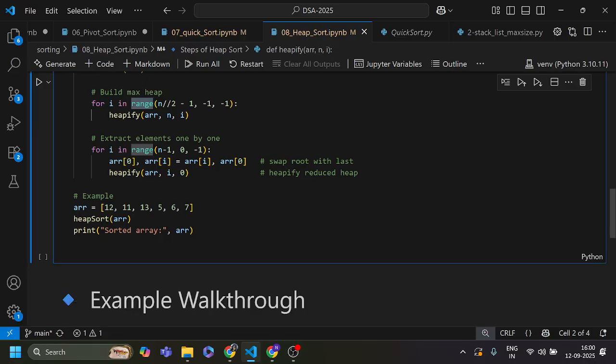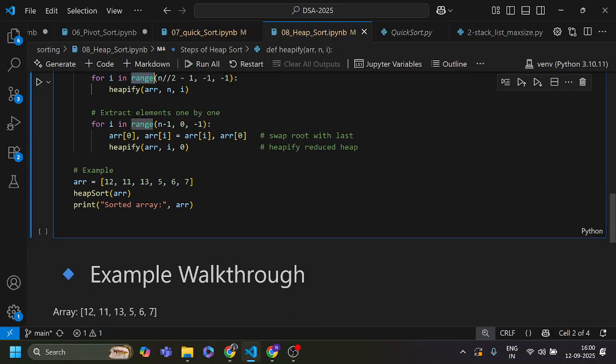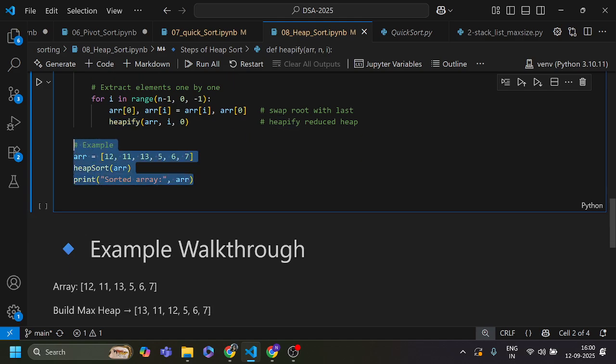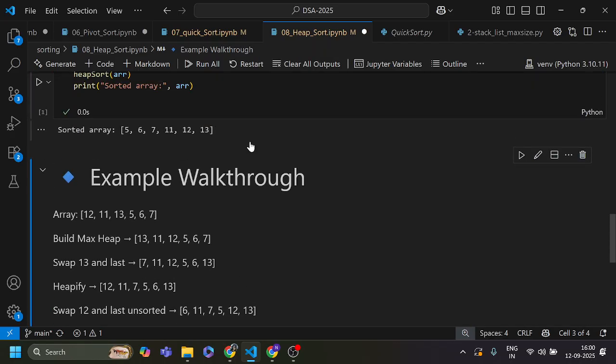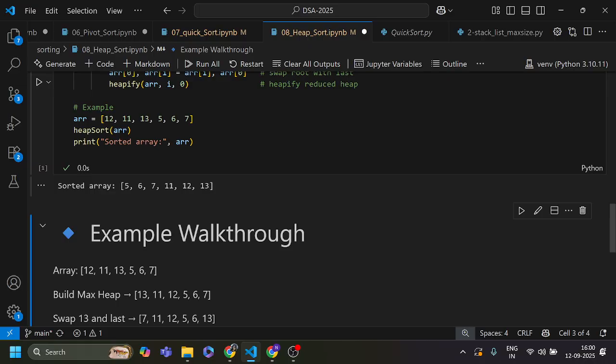So exchange the elements one by one: for i in range n minus 1, 0, minus 1, array of 0 swaps with array of i, and array of i swaps with array of 0. Then heapify array, i, 0. And this is an example, array equals this one. Now this is the heap sort function. Here I am going to pass the array and print the array. Okay, sorted array: 5, 6, 7, 11, 12, 13.